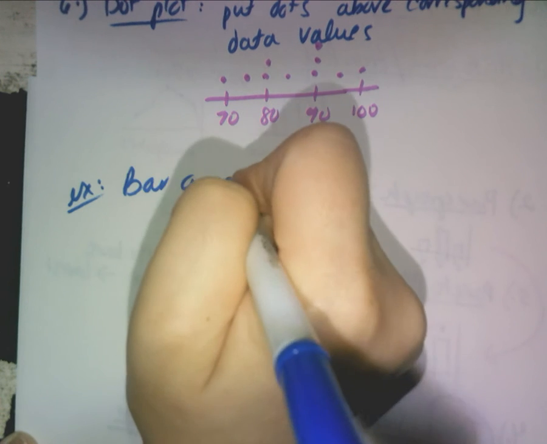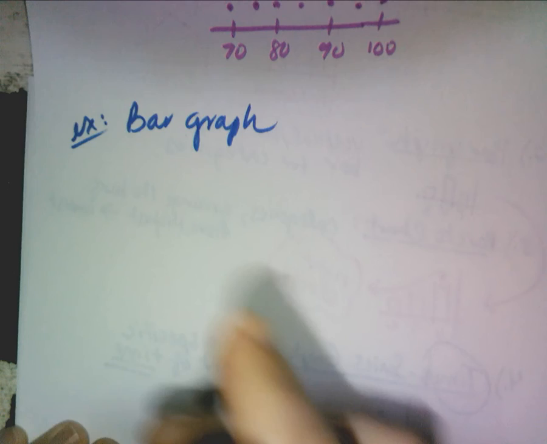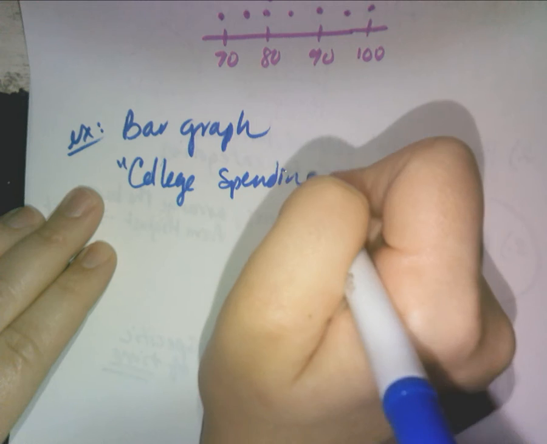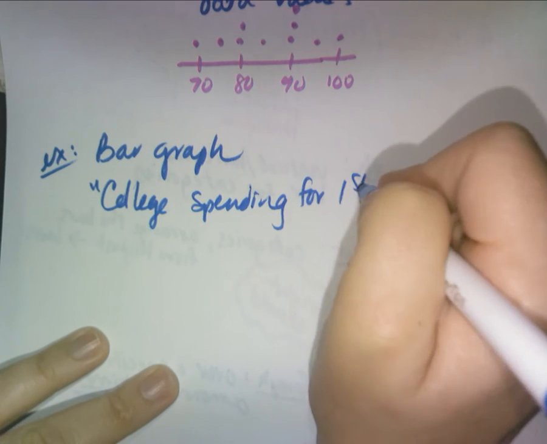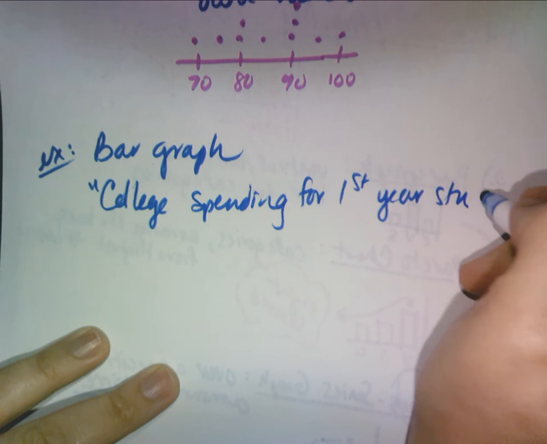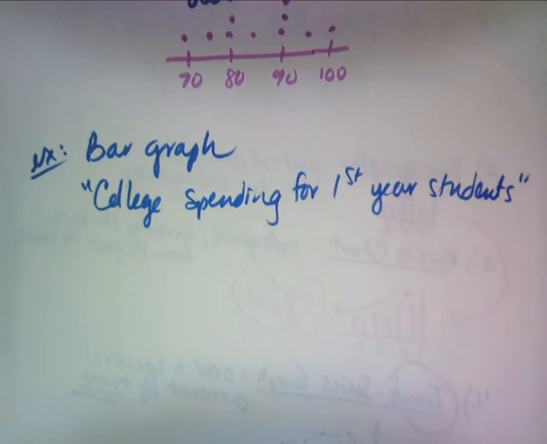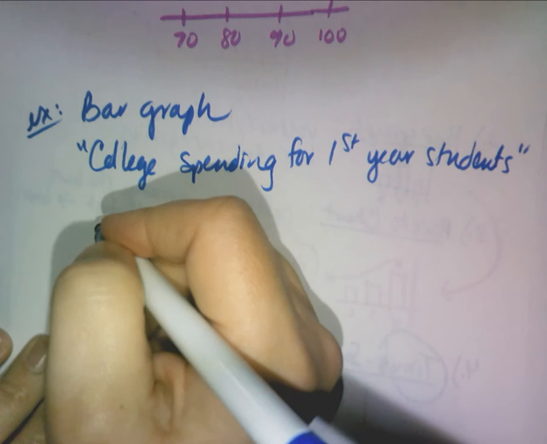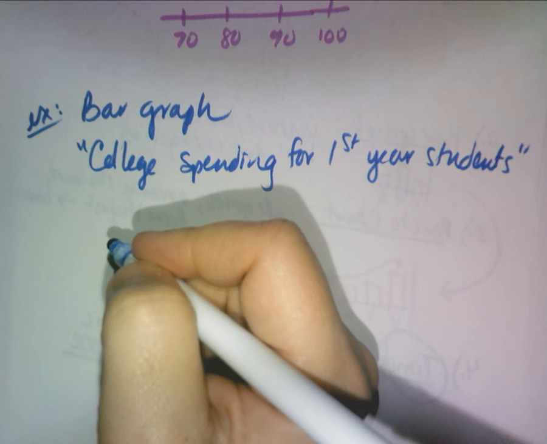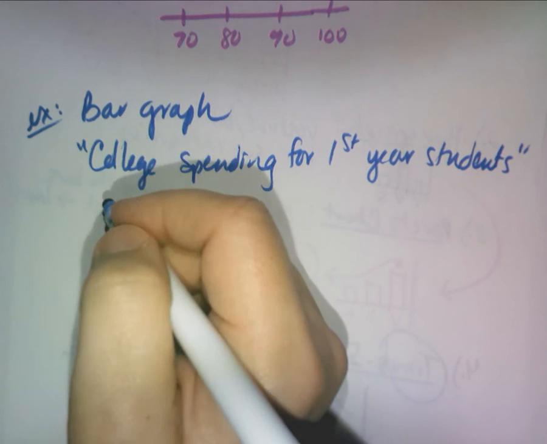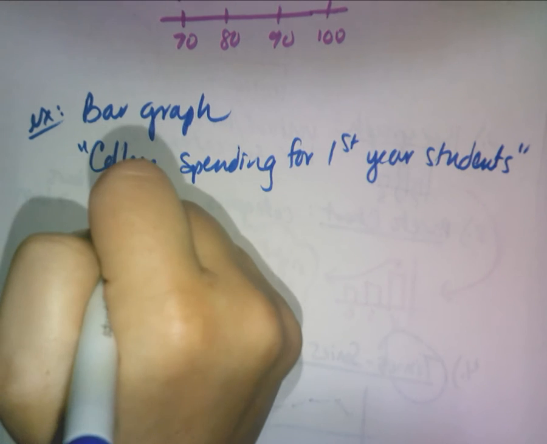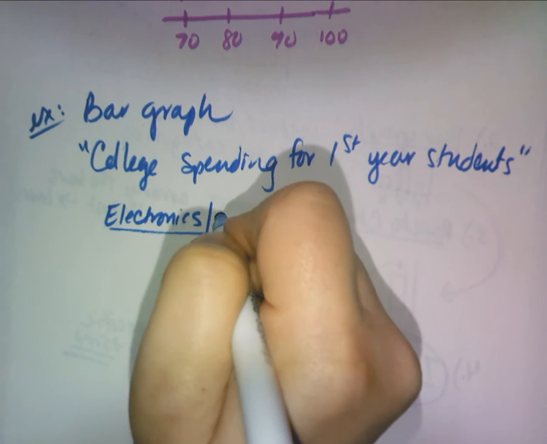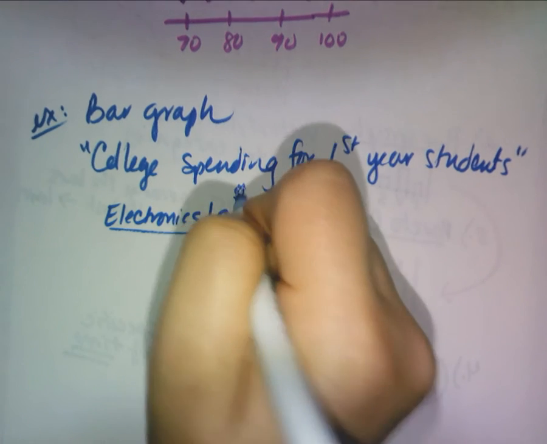Let's start with the bar graph. Okay, so we're going to title this one College Spending for First-Year Students. What do you think college students spend most of their money on in their first year? Surprisingly enough, that's not even in my categories here from the book. We'll start with the electronics. So they're going to say they spend $728 on electronics.